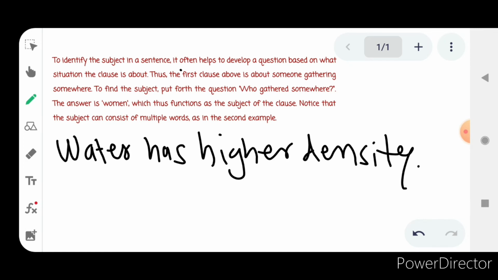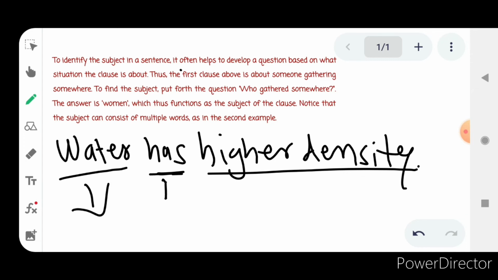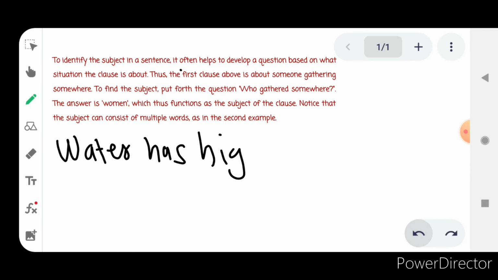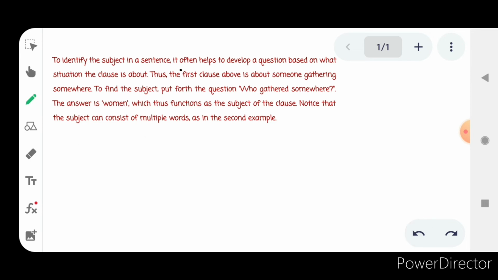In this sentence, who has higher density? Water has higher density. The participant can be identified by asking the question who, and that participant is the subject of that sentence. So it is quite simple to understand. The first clause element is subject, and it is quite easy to identify the subject of a sentence. Now, what is given further?